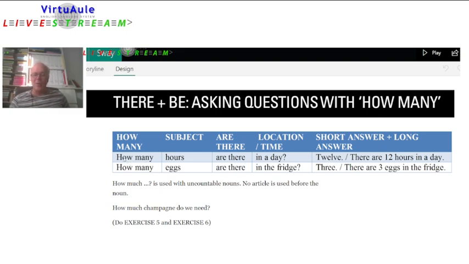How many. How is a question word, but how many is part of the question word. Then we have the subject hours, and then we have the verb are. So we have the subject and verb that is inverted. They are inverted. How many hours are there in a day? 12. There are 12 hours in a day.